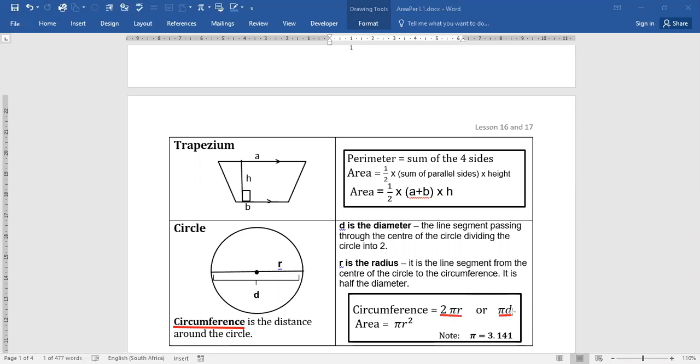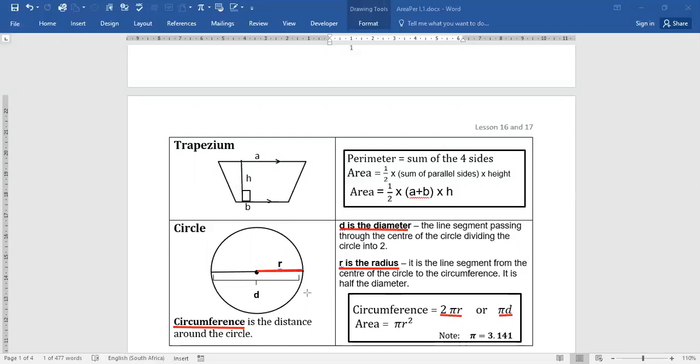Now what is R and what is D? D is the diameter of a circle. The diameter is a line that is drawn through the center of the circle, so it divides the circle in half. That's a diameter. It's a dividing line for the circle. Now your radius is half the diameter. It's half the size of the diameter. So this is your radius, from the center of the circle to the circumference.